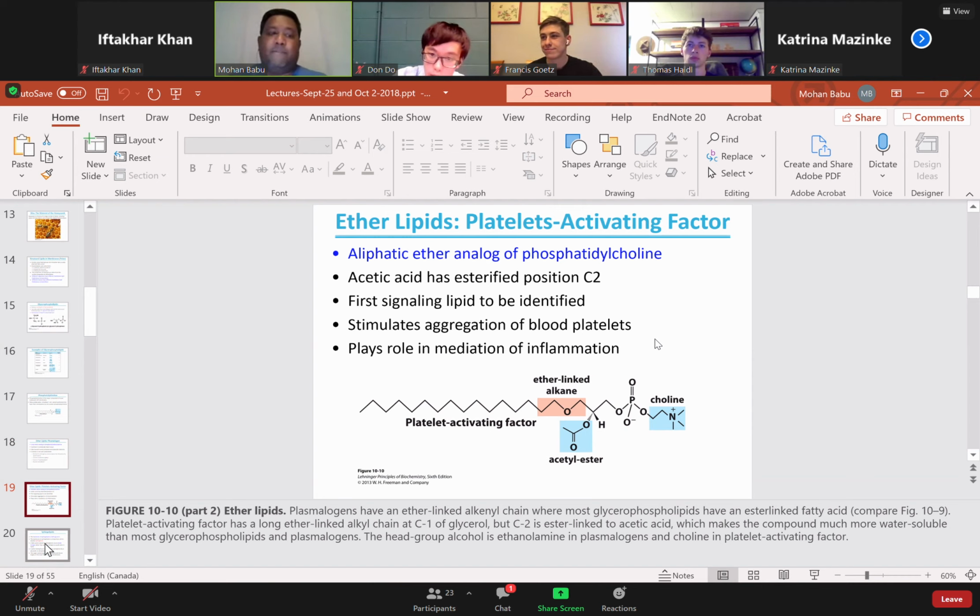The most important thing is this is the first signaling lipid to be identified, but the main important factor is inflammation. Here are some of the structures, where you can see the head group is ethanolamine in the plasmalogens, and choline in the platelet activating factor. These are very important for inflammation. I mean, this lecture is going to be like this.